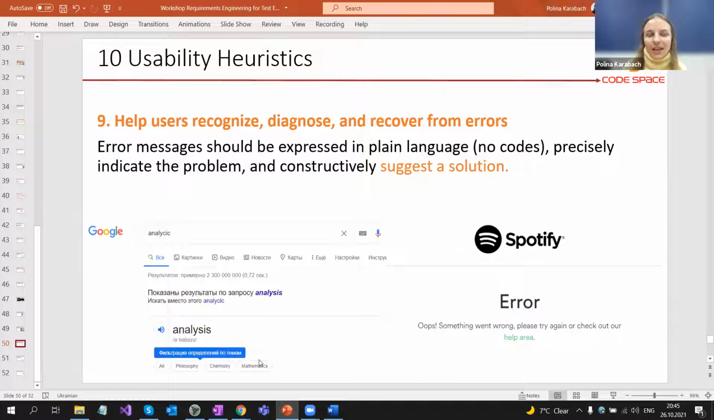The ninth principle: help users recognize, diagnose, and recover from errors. When something goes wrong with the system, or the user types some not fully correct input, we should not crash. We should not show the user some piece of code where it occurred. We should show something clear, with guidance on how to recover from it and what to do next. Okay, the error occurred, what should I do? For example, please try again or check our help area. That is a suggested solution for the user.